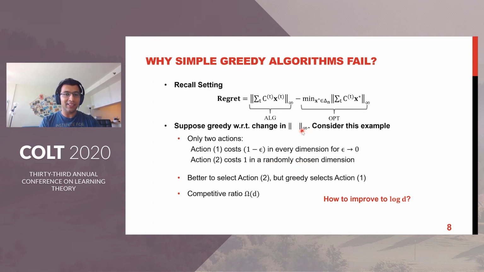Now, if you're being greedy with respect to L infinity norm, and suppose your initial load is all zeros, even if you know everything, you'll choose action 1, because it will increase your L infinity norm from 0 to 1 minus epsilon, whereas action 2 increases your L infinity norm from 0 to 1. So a greedy algorithm would like to choose action 1, but in reality, you should be choosing action 2, because in the long run, it's incurring much less load. So greedy algorithms are omega D competitive, whereas you want to do much, much better. Remember in this setup for infinity norms, we wanted a log D competitive ratio. And you can also construct examples that you cannot do better than log D.